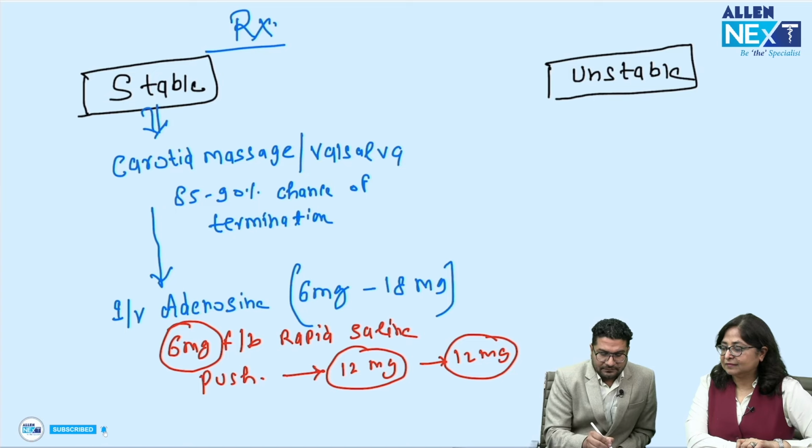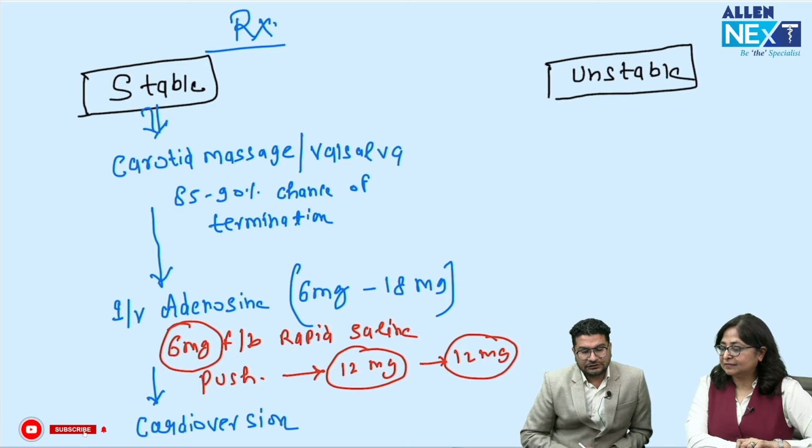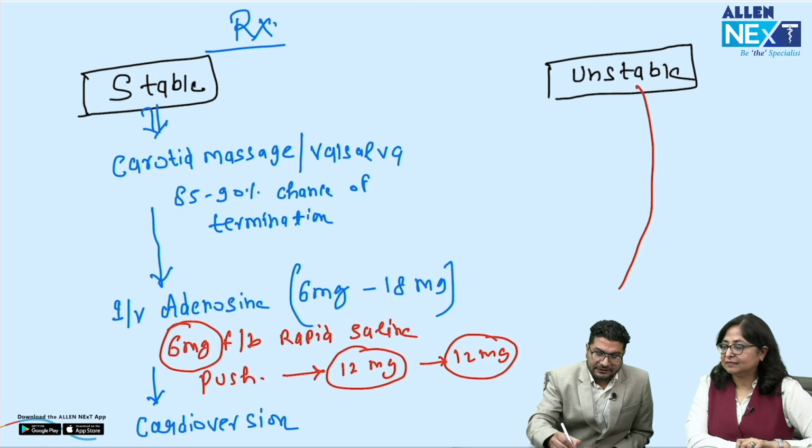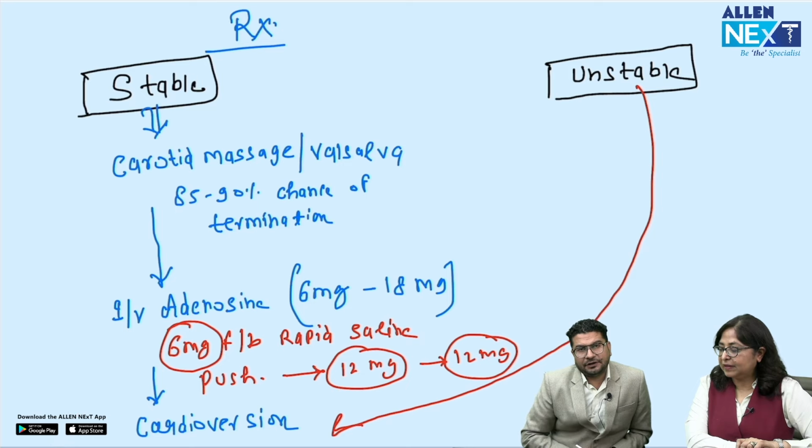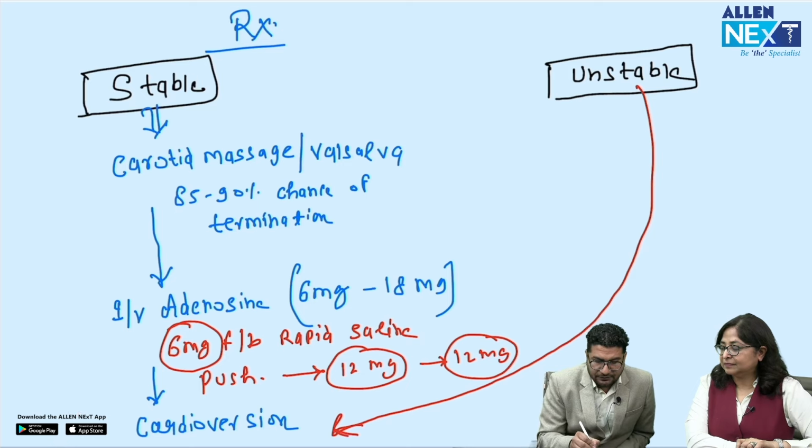If it still fails, then the option we have is cardioversion. This is the algorithm for a stable patient. If the patient is unstable, don't do anything else, straight away the treatment will be cardioversion. So that is something you should know.